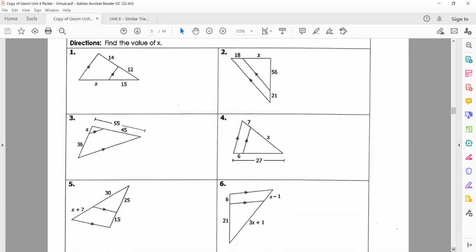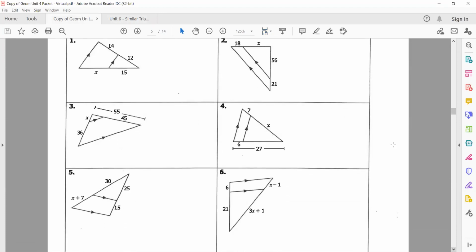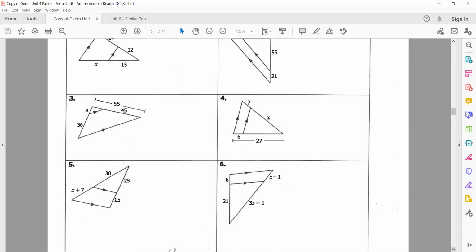So let's try a couple of these algebraic proportions to see if we can get those set up correctly. How would you set up number 5, for instance? Anybody have an idea?